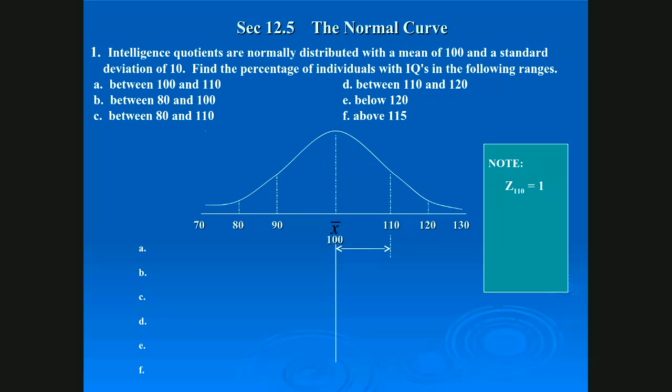So a z-score of 1 for 110, if we look up on our table, we'll see we get 0.341, or 34.1%. And so 34.1% of individuals get a score between 100 and 110.